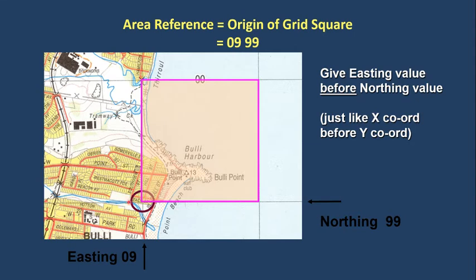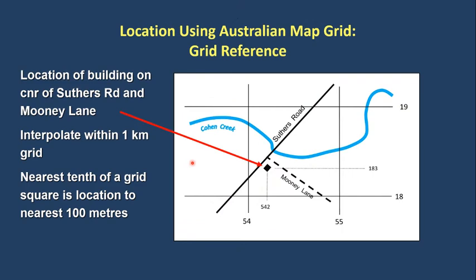So again, the origin of that is where the line 09 easting meets the line 99 northing. So we give the easting value first, that's like our x coordinate, and then we give the northing value, our y coordinate, second. So as an area reference, we get 09 space 99. So 09, 99. And that becomes the area reference that refers to that entire grid square, which is where Bulli Harbour is.